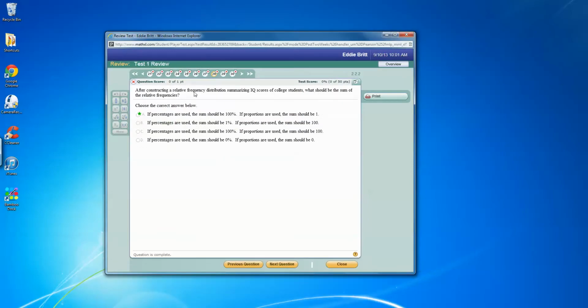After constructing a relative frequency distribution, what should be the sum of the relative frequencies? We just said it should be 100%, but it could be right around 100. And this says if percentages are used, then the sum should be 100%. If proportions are used, that would be fractions, then the sum should be 1, because 1 is the same as 100%.